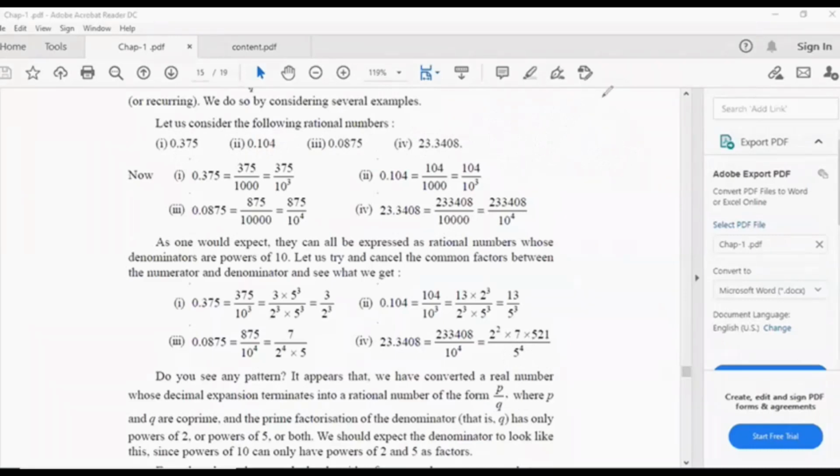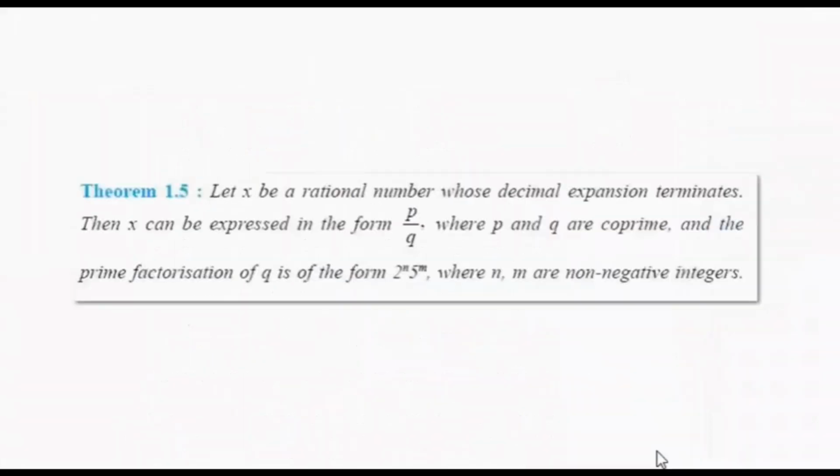Okay, so what we discussed now, we can form a theorem like this. Theorem: Let x be a rational number whose decimal expansion terminates. Then x can be expressed in the form p by q, where p and q are coprime numbers, and the prime factorization of q is of the form 2 raised to n into 5 raised to m. This is what we discussed here, so we make a theorem like this.